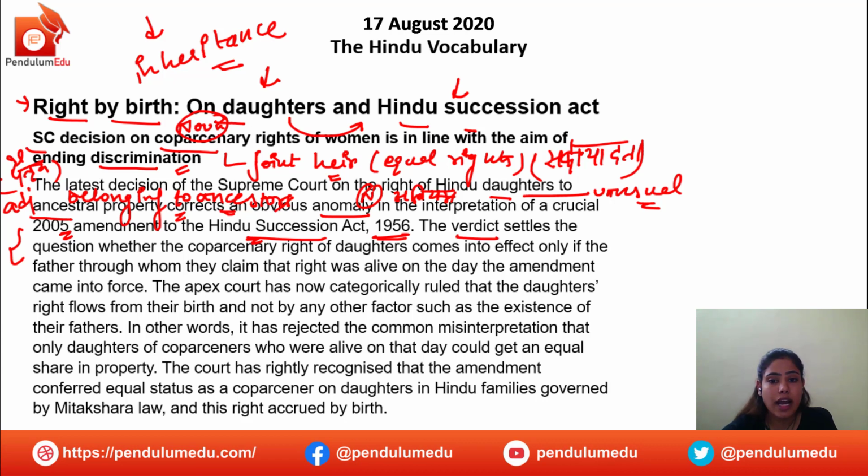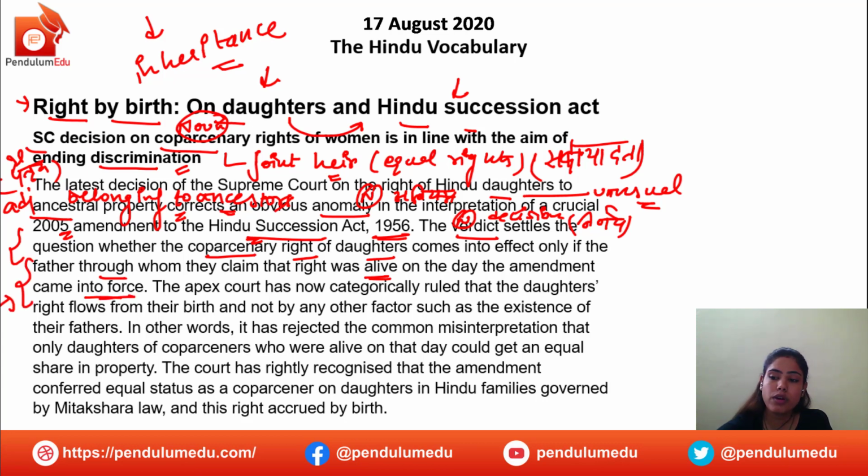The verdict, that is a noun, it means the decision. The verdict settles the question whether the coparcenary right of daughters comes into effect only if the father through whom they claim that right was alive on the day the amendment came into force.